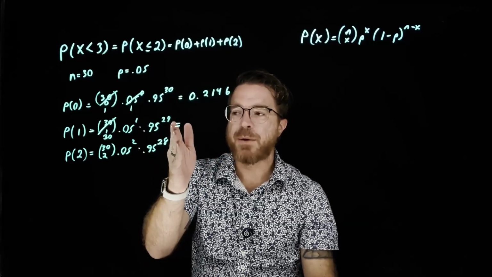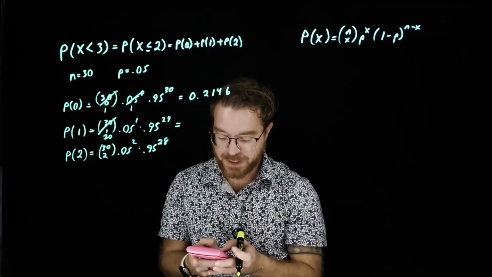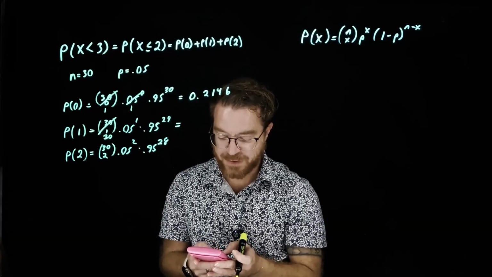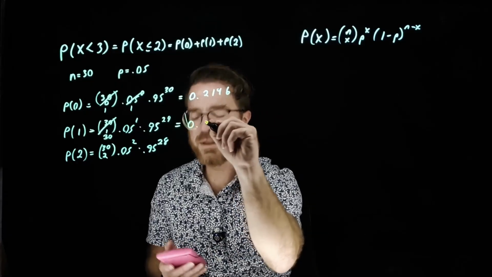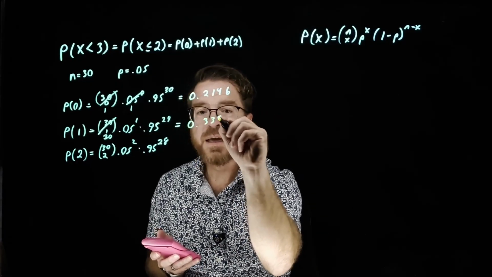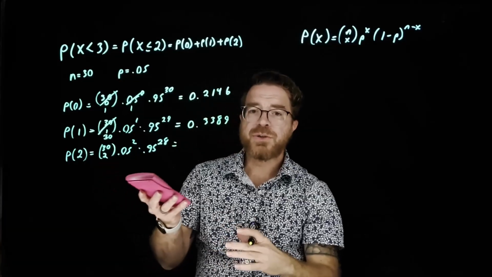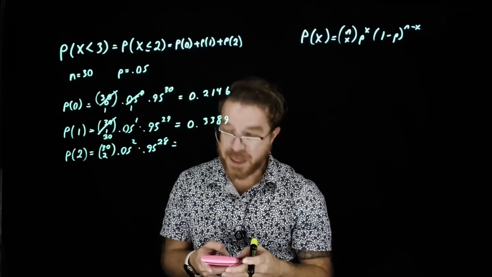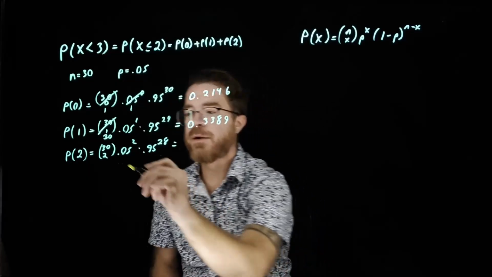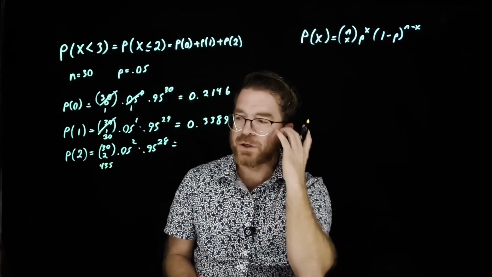For the second probability, we have 30 times 0.05 to the first power, which is 0.05, times 0.95 to the 29th power. So this is just going to be 30 times 0.05 times 0.95 to the 29th power, and we get a probability of 0.3389. Now for the last one, we can put 30 choose 2 into our calculator. So I hit 30, then PRB, go to nCr, and then hit 2, and I get that there are 435 different ways that this could occur.